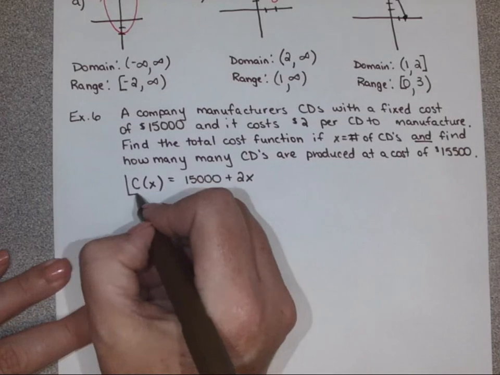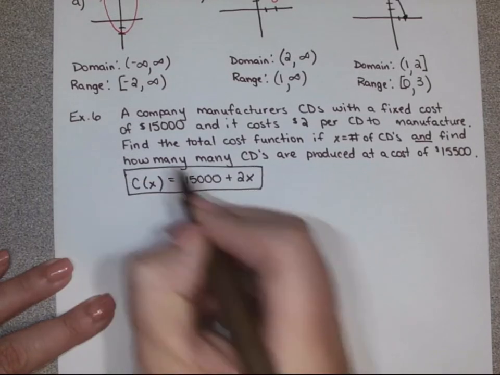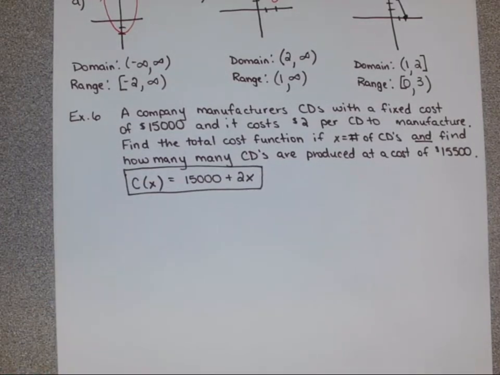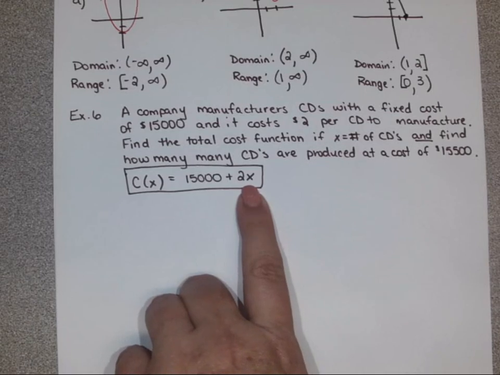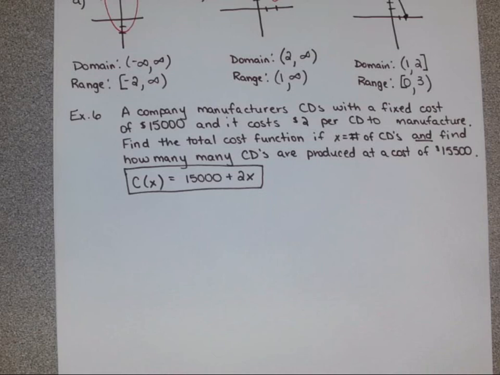So notice this is the first thing I was asked to do in this problem, so I've actually done the hard part. The cost equation is 15,000 no matter what, plus an extra 2 times however many CDs we make. And if you think about it, that will work, right? If you make 1 CD, what's the extra charge? $2, right? But if you make 100 CDs, what's the extra charge? 200, because 2 times the 100 CDs is 200, right? So that's going to work just fine.